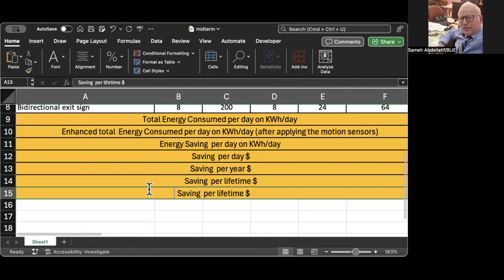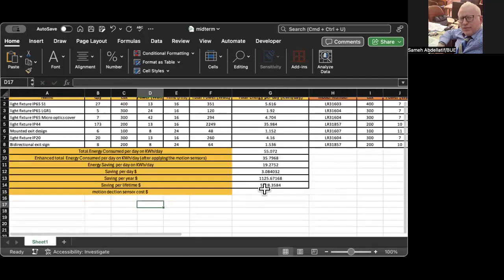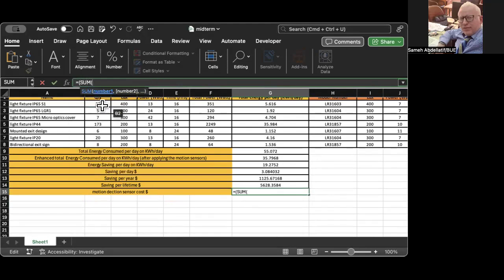So the motion detection sensor cost. In order to calculate it, I have first to sum the number of lighting quantity needed. So first I have to sum these numbers. And then I'm going to multiply them by 0.8, which is the price per unit.